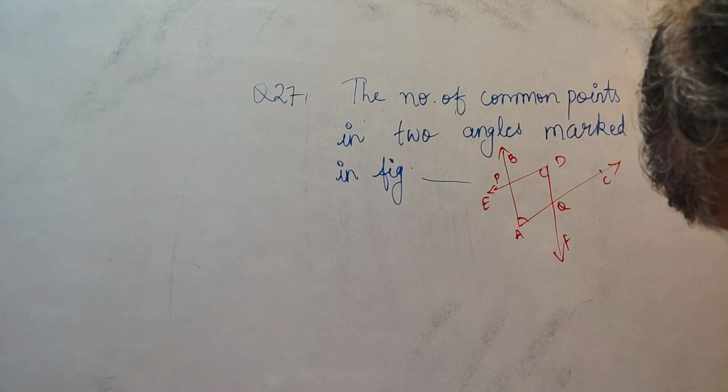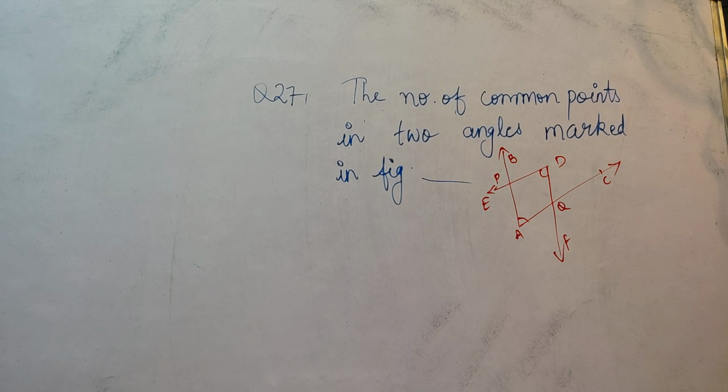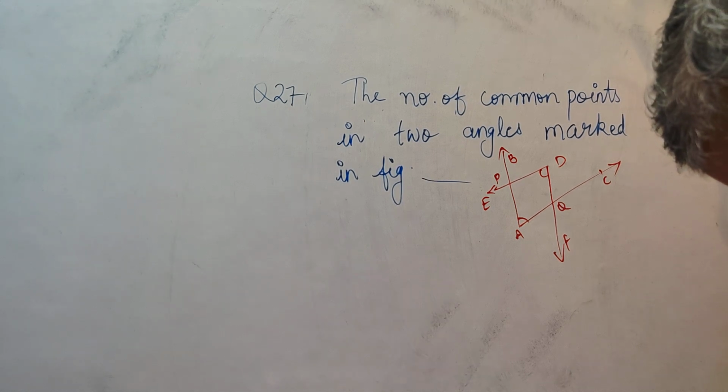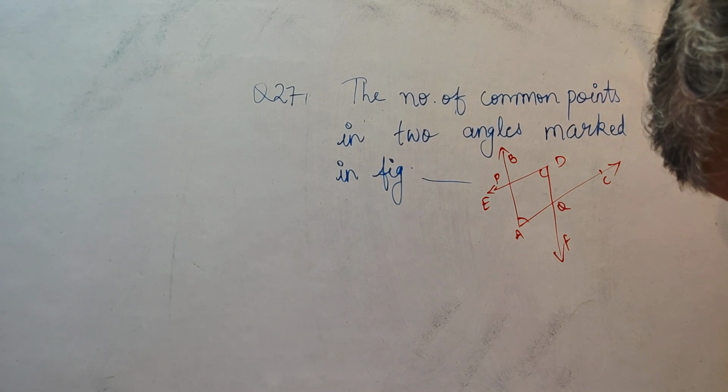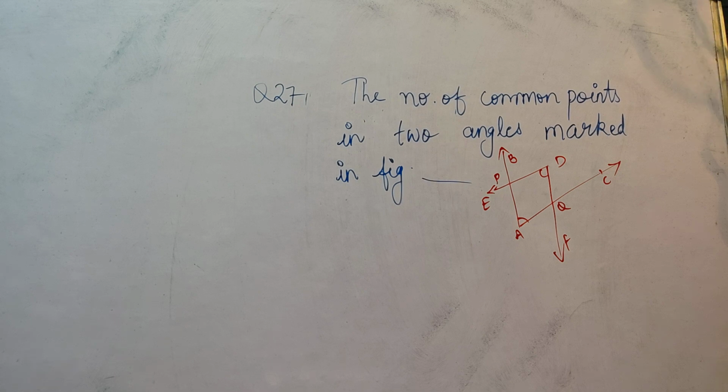Is it 7? Okay, 7. So could you tell the names of the common points? Wait, hang on. The number of common points in the two angles marked in the figure is, wait, is it 3 or is it 4? So the number of common points in the two angles marked in the figure. Is it 3? What are the names? P and Q.